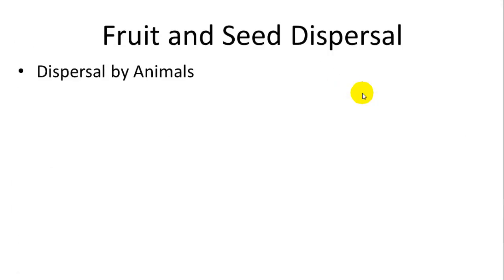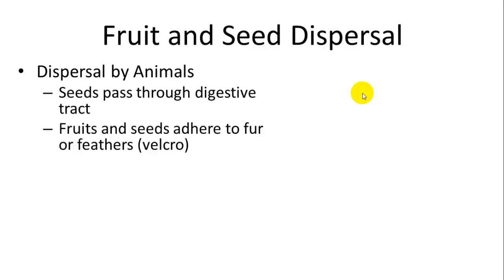Still, some others take advantage of animals to disperse them. And that's where the fleshy part comes into play, where an animal will eat them and then pass the seed through the digestive tract, usually away from the parent plant. Some of them may adhere to the fur or feathers of animals. Velcro was actually invented based on some seeds' ability to attach to clothes.